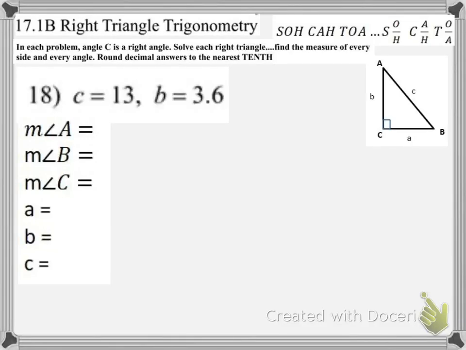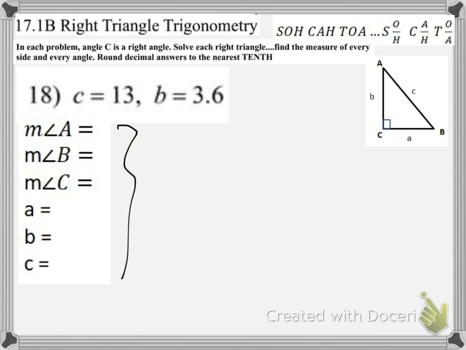These are a few problems from page 2 of the 17.1b assignment, right triangle trigonometry. These were not actually covered in the 17.1b notes. They're a carryover from the 17.1a notes. But solve the triangle means we need to find the measurement of every side and every angle.